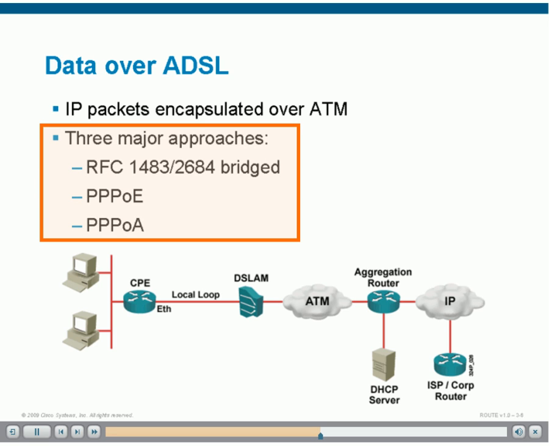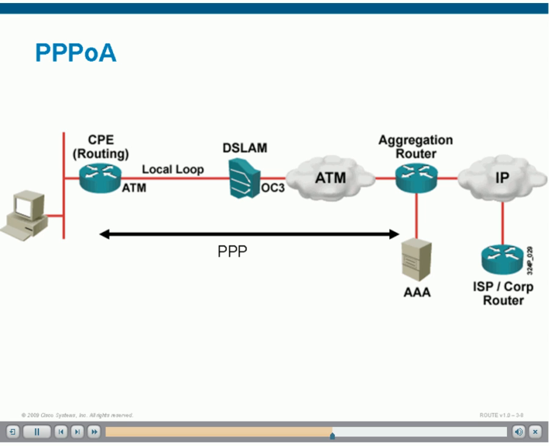There are three approaches that exist. We are going to focus on PPPoA, or PPP over ATM. With this deployment option, a point-to-point protocol session is established between the CPE and the aggregation router. There is our PPP connection between the two devices. The CPE device must have a PPP username and password configured for authentication to the aggregation router that terminates the PPP session from the CPE.